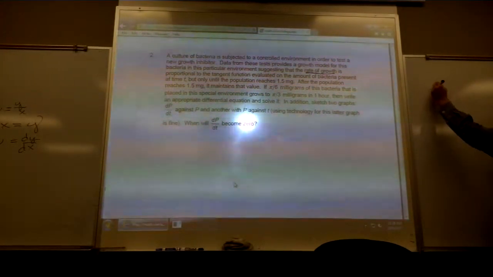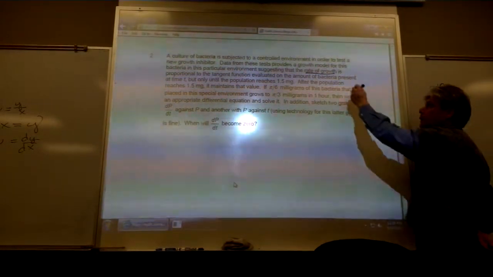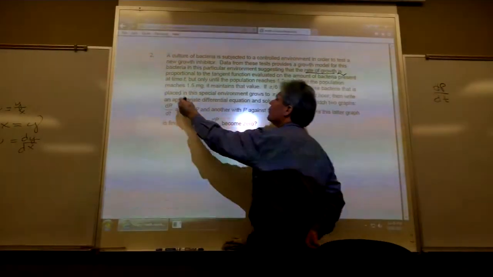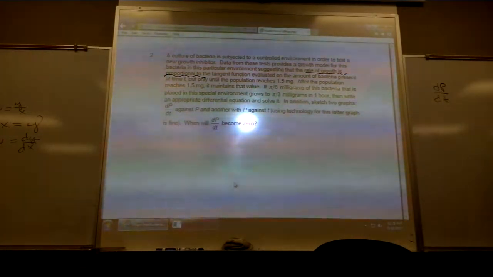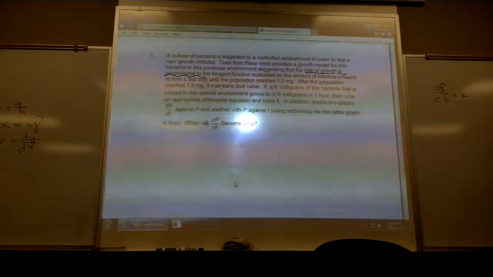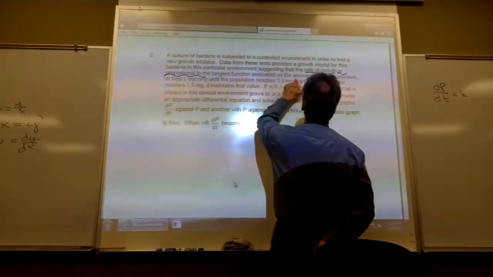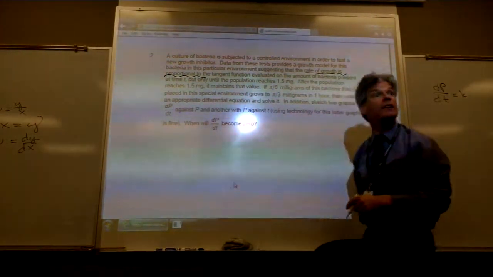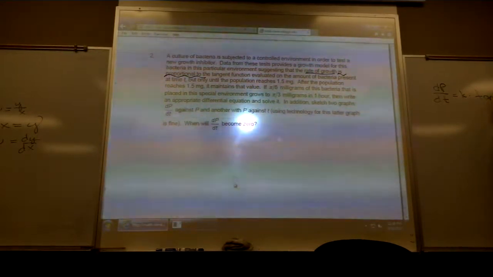Mathematical symbol, isn't that just the rate at which the population is changing with respect to time? Yeah. Is proportional to, don't read the rest. To say one thing's proportional to another means the first thing is equal to some constant times the other. And let's identify the other: the tangent function evaluated on the amount of bacteria present at time t. So I've got it proportional to the tangent of the population as a function of t. Look what I just done. I created a differential equation.